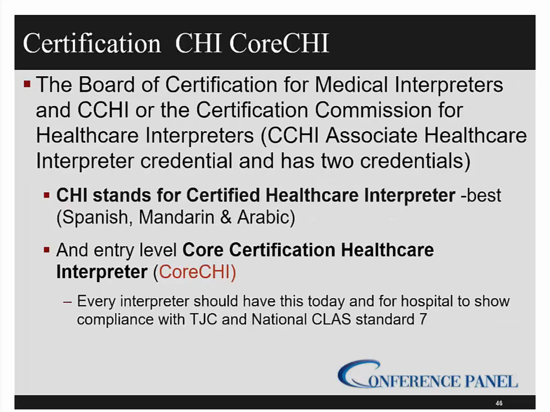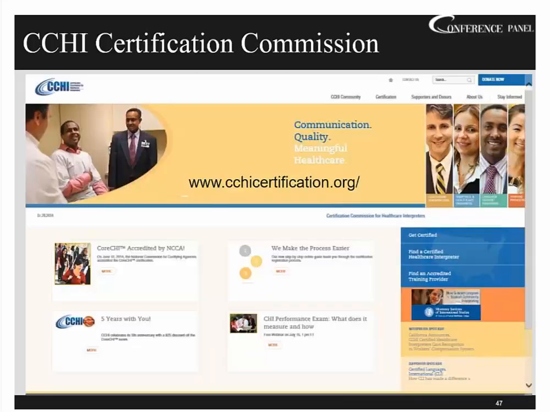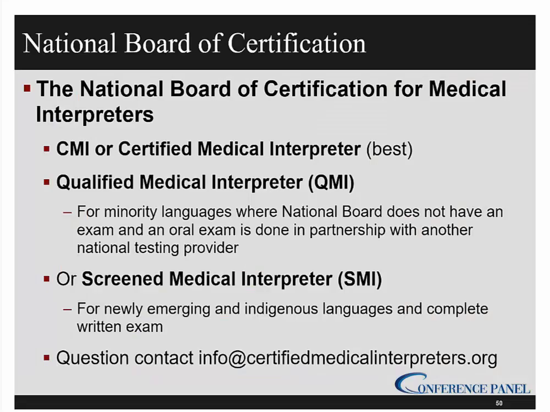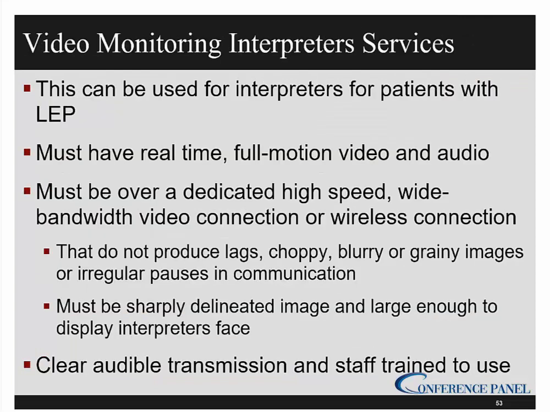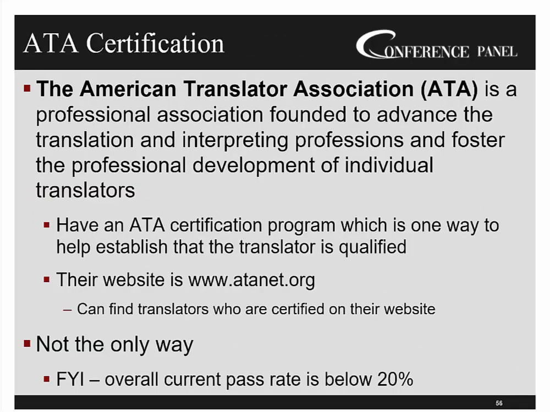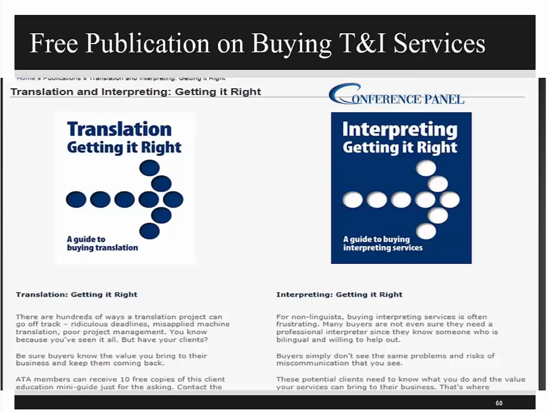Now, there are certain certifications that you can require. It's up to you if you want to require this. There's the CCHI certification, and this is the core entry level. There is the National Board of Certification, video monitoring. We touched on this briefly. Now, there's a difference between interpreter and translator. There's the American Translators Association certification. This is the one free publication.